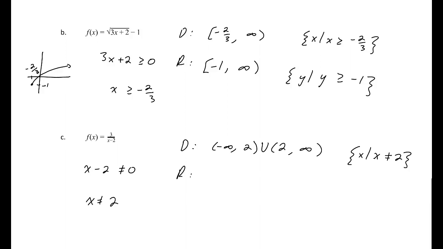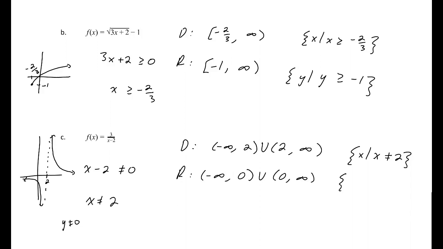Our range, this function actually has a horizontal asymptote of 0. This function is never actually 0. The graph looks something like this. We have at the value of 2, an asymptote, and it does this. So our y value is not 0. So we'll write that as negative infinity to 0, union 0 to infinity. And in set builder notation, y such that y is not equal to 0.